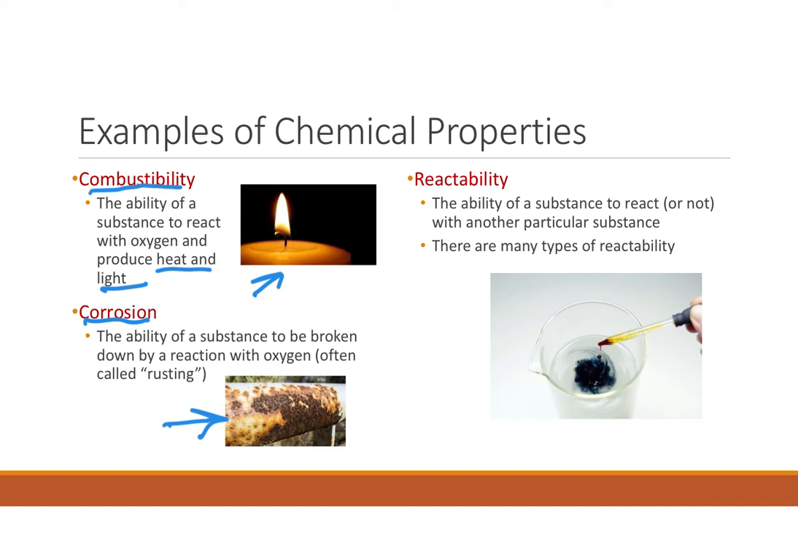We have an example of corrosion with iron on this steel pipe. And so these are both examples with oxygen, but in general, reactability, the ability of a substance to react or maybe to not react with another particular substance, is a chemical property. There are many types of reactability because it depends on what substances you're talking about. This example in the picture is starch reacting with iodine. The iodine, the brown substance, is being turned into a blue-black color because it is reacting with starch. So its chemical property is that it can react with starch.